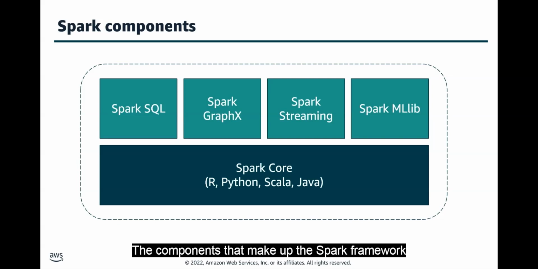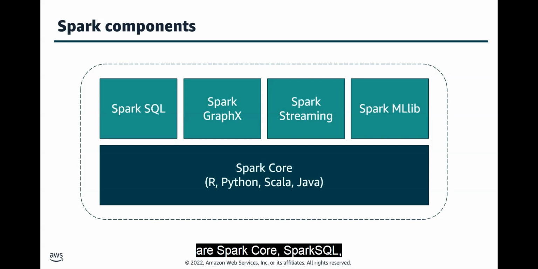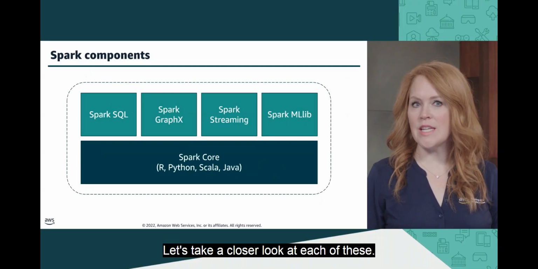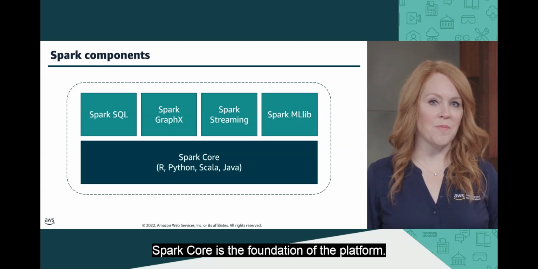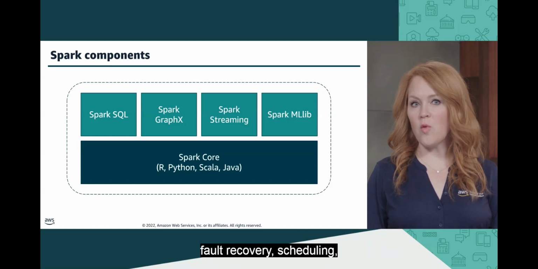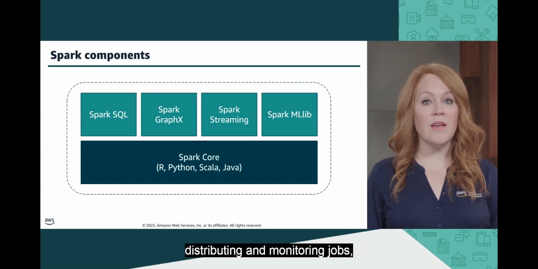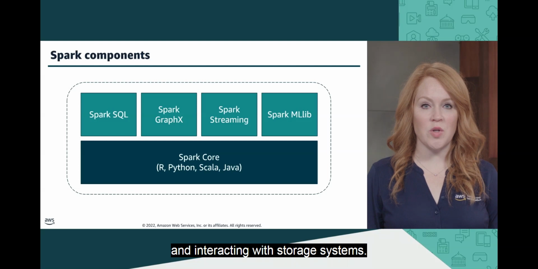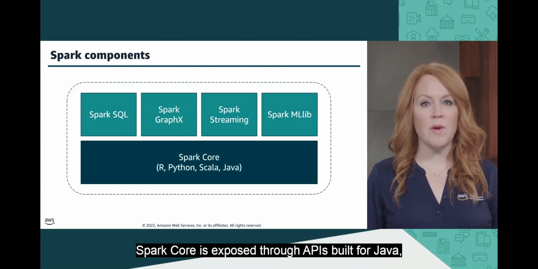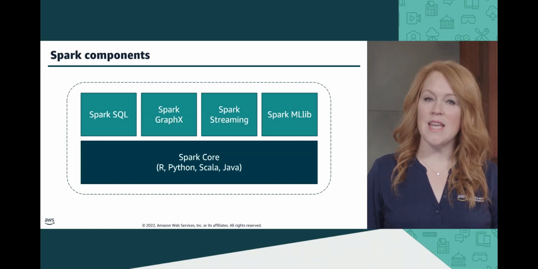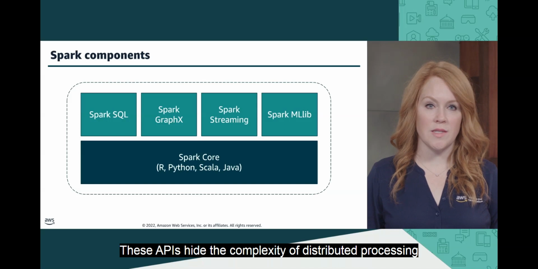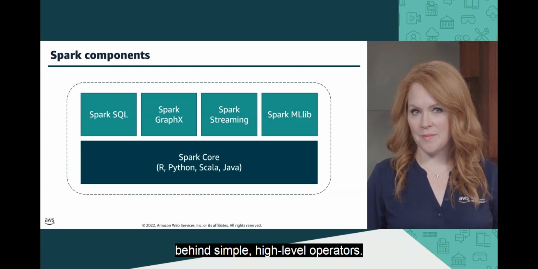The components that make up the Spark framework are Spark Core, Spark SQL, Spark GraphX, Spark Streaming, and Spark MLlib. Let's take a closer look at each of these. As the name implies, Spark Core is the foundation of the platform. It's responsible for memory management, fault recovery, scheduling, distributing and monitoring jobs, and interacting with storage systems. Spark Core is exposed through APIs built for Java, Scala, Python, and R. These APIs hide the complexity of distributed processing behind simple, high-level operators.